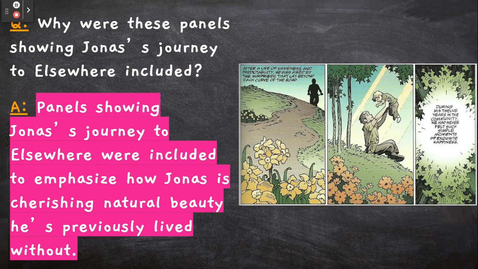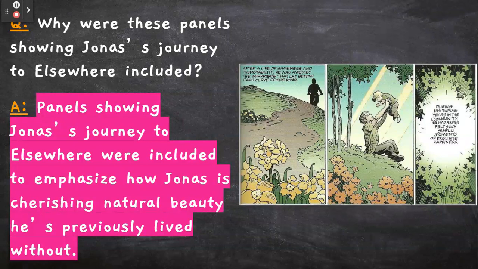Or what about this moment? Why were these panels showing Jonas's journey to elsewhere included? This is a close read question. It's asking us about one specific moment in the story. The artist here goes out of their way to show us a lot of nature imagery. Not only do we see the grass, but we see lots of beautiful flowers that are colorful. We see it is a bright and sunny day. Jonas is smiling, so is Gabriel as he's holding him up in the air.